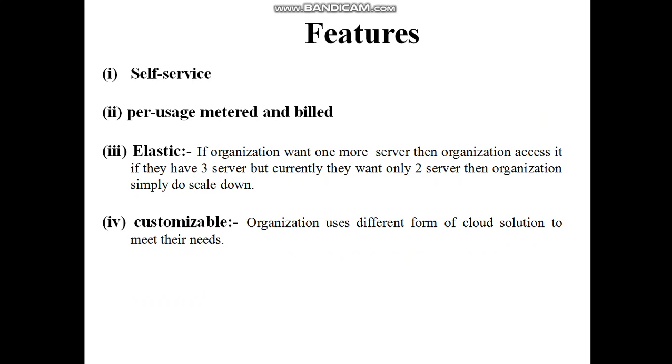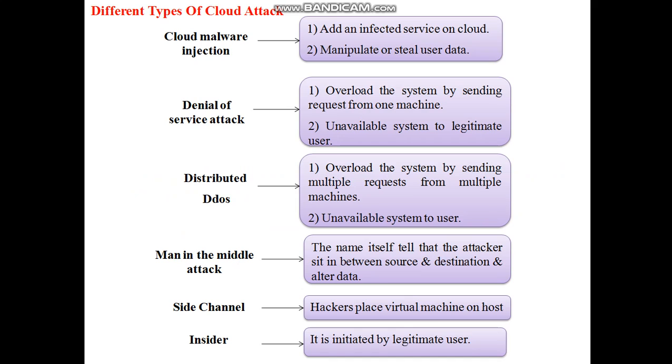Elastic means if an organization has two servers but wants one more server, it can easily scale up. If the organization decides one server is sufficient, then they can easily scale down. Customizable means the organization uses different forms of cloud solution to meet their needs.